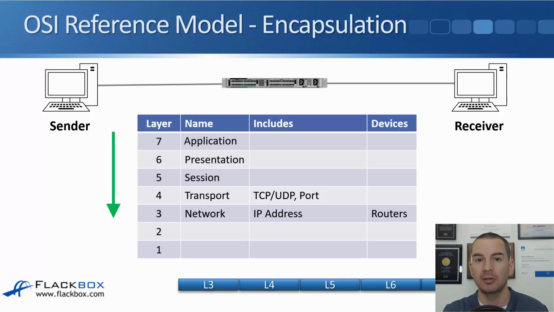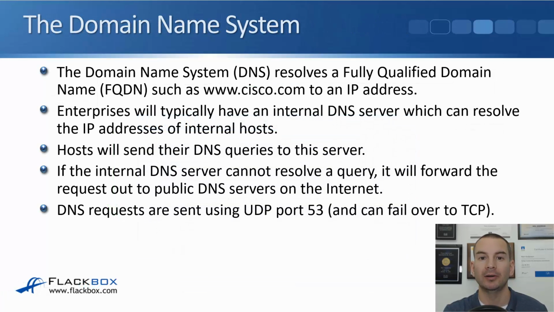Now, with some applications, it will actually put the IP address directly in there, but quite often it will use an FQDN, a fully qualified domain name, such as www.cisco.com. And that FQDN has to be resolved to an IP address that we can put into the packet. So that is where DNS comes in. The domain name system resolves that FQDN, the fully qualified domain name, such as www.cisco.com, to an IP address.